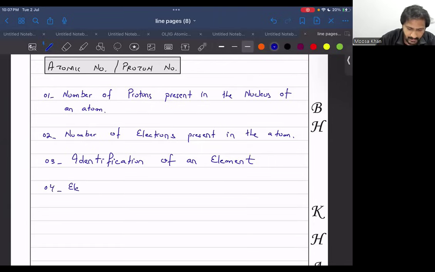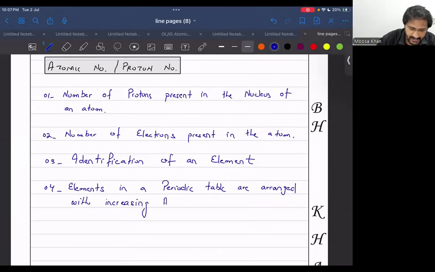Elements in a periodic table are arranged with increasing atomic number. Right? So far so good.